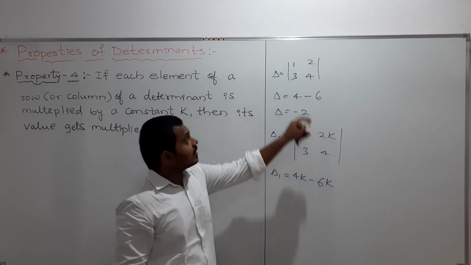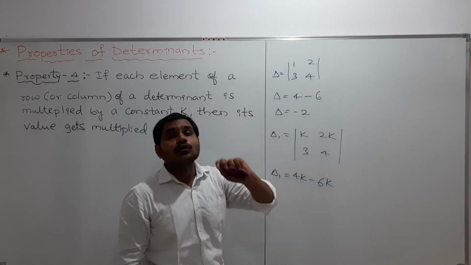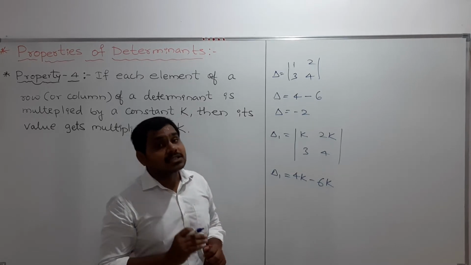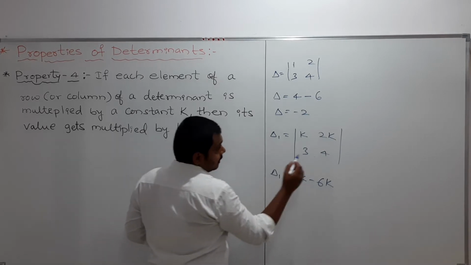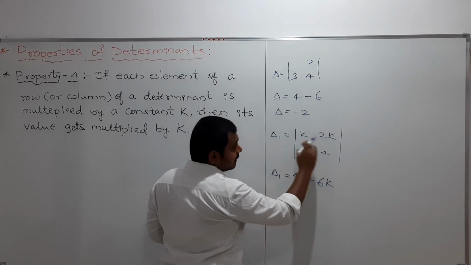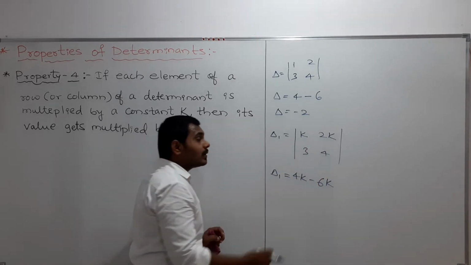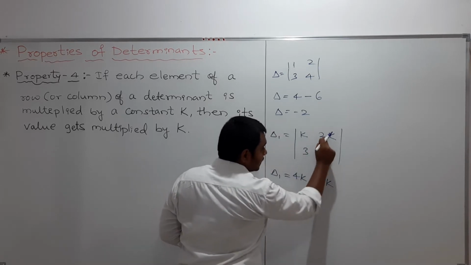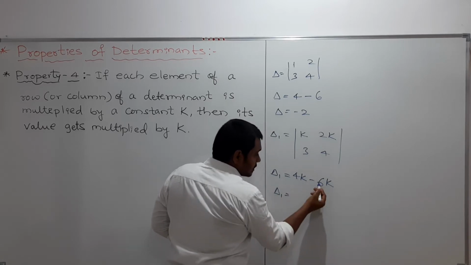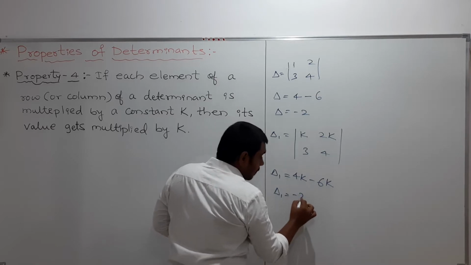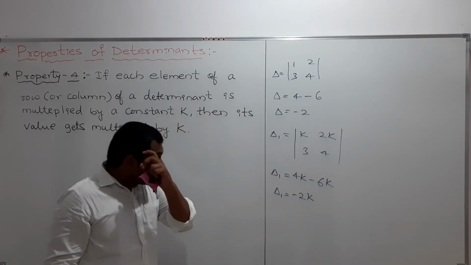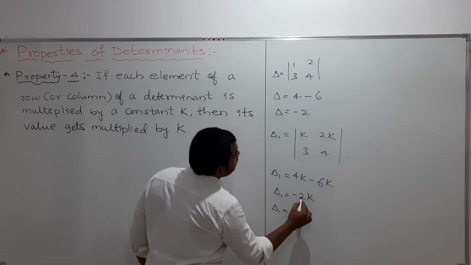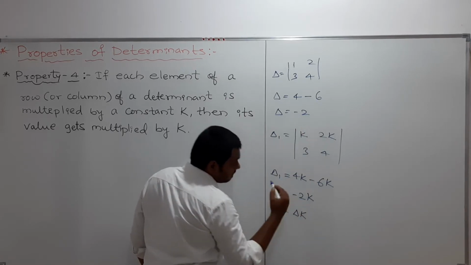Please remember, whenever we have a determinant of order 2, how to find the determinant value, I discussed in the previous videos, probably in the first videos. I repeat: if the given determinant is of order 2, the determinant value can be found by multiplying this element into this element, so 4k, minus this element into this element, 3 into 2k, that is 6k. So this value is 4k minus 6k, which is minus 2k. Then delta 1 can be written as k times minus 2, that is, the determinant value into k.